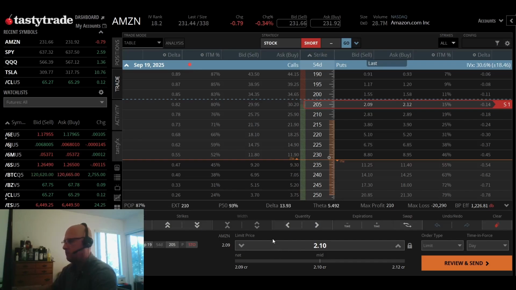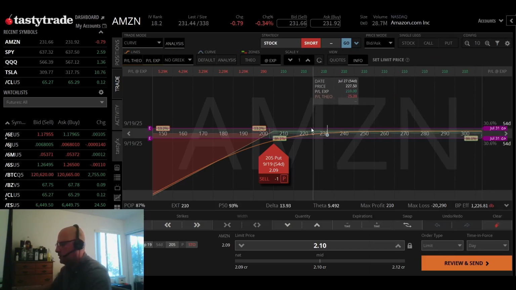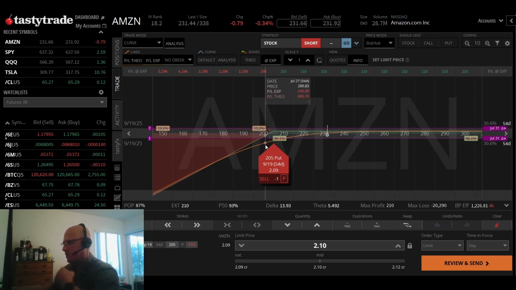Now, Tasty, I don't generally use it because I've been doing this for a long time, but Tasty has this analysis tab that you can go to that's going to bring up this plot here. Let me close this slider here. This top line gives you your potential profit and loss at the expiration of the contract, and this bottom line is at some intermediate time. I think it's currently set to 1 day. So for the sake of this, we'll ignore the bottom one and only look at this top one.